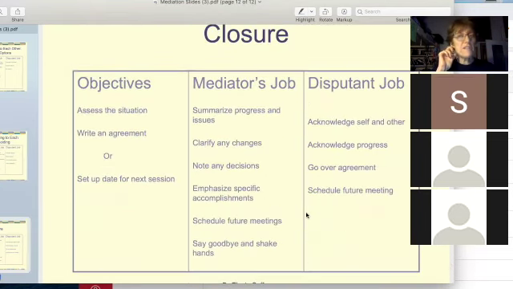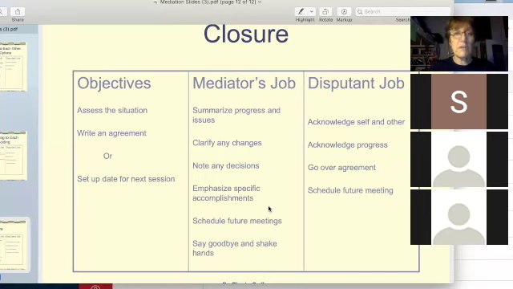So closure is to summarize the process. So you're assessing, you're writing in the agreement, and you're setting a date if they need another session. Okay. So you summarize the progress. So you want to really elevate them by saying, wow, we've come such a long way. We've come up with these new understandings. You're cooperating, you're working together. This is fantastic. Then you want to look if there's any changes. You've shifted your position. You decided you want to work together, whatever the changes are. And then you want to say, okay, here's what was decided, and emphasize their accomplishments, because you want to really show them what great work they did, because it's not easy.